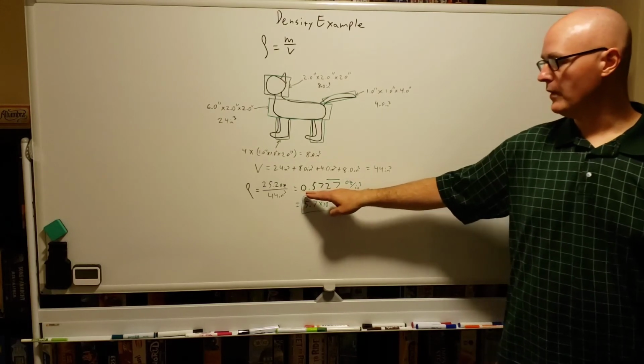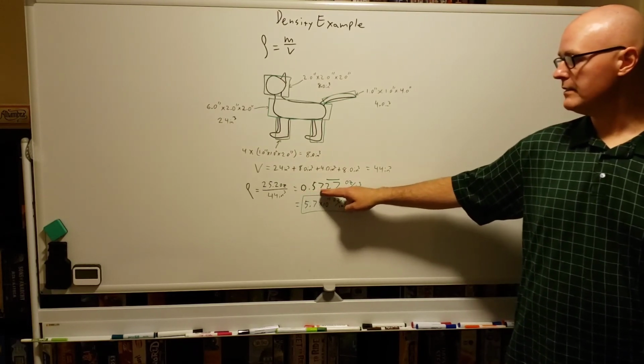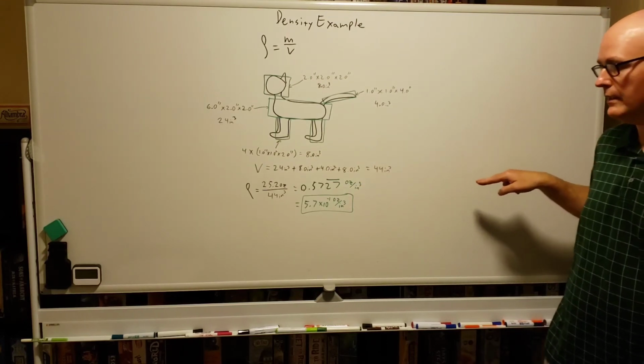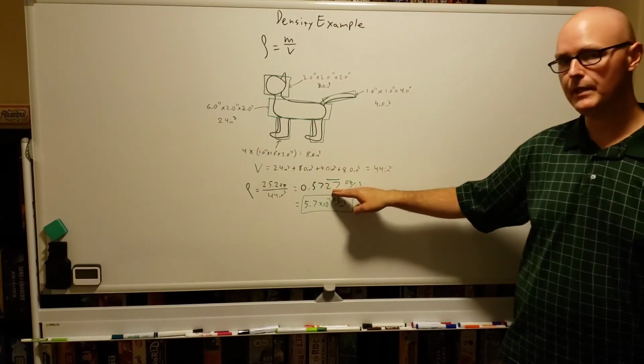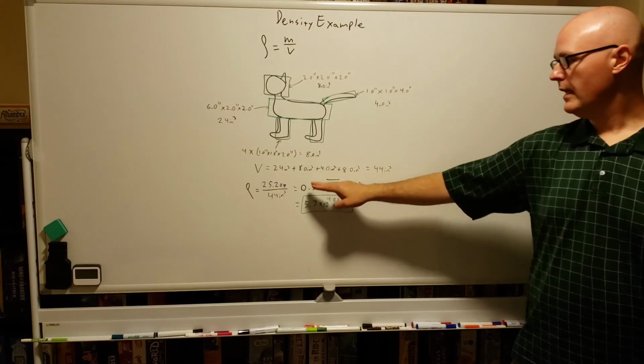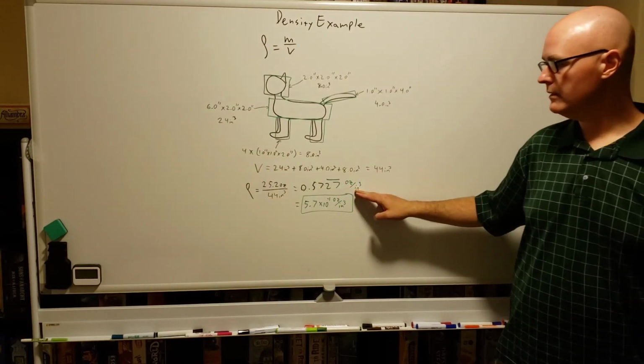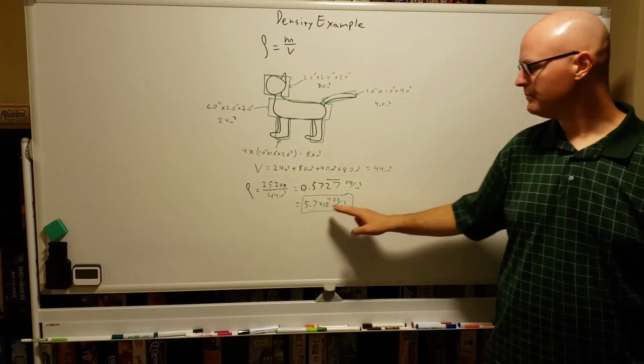That's going to end up with a number of 0.57272727272727 repeating. That's what the bar means, repeating. So the 2 sevens will repeat. And that is going to have units of ounces per cubic inch, right? So ounces per cubic inch. Okay.